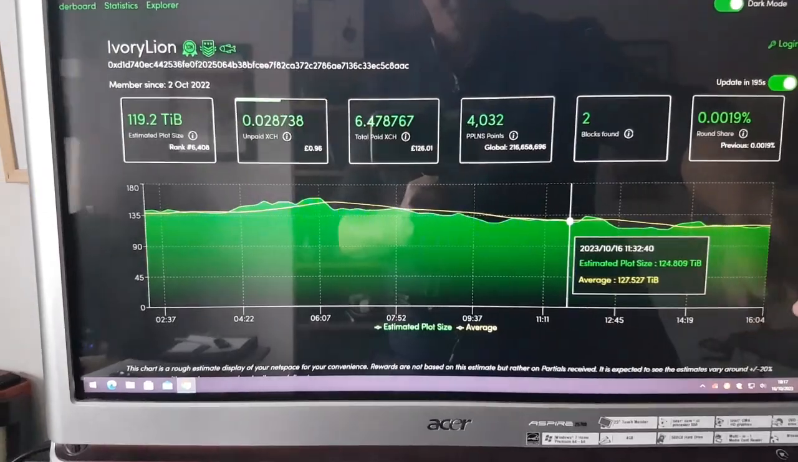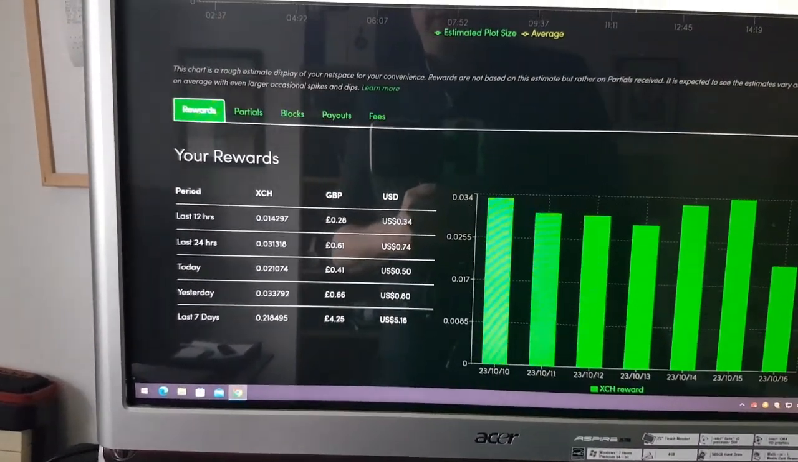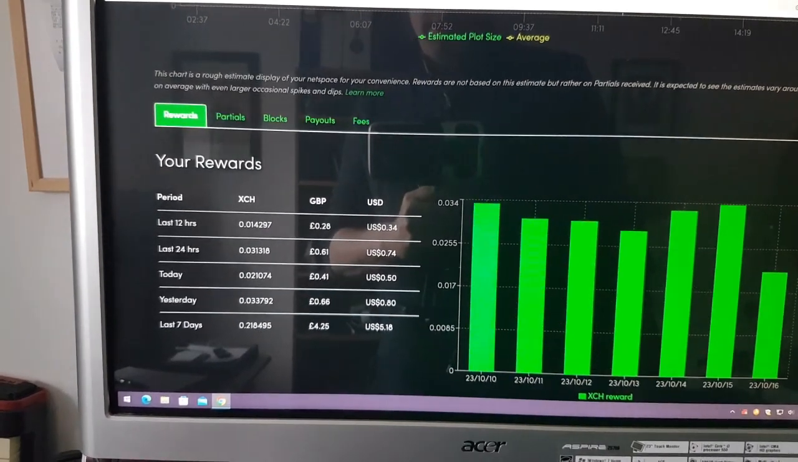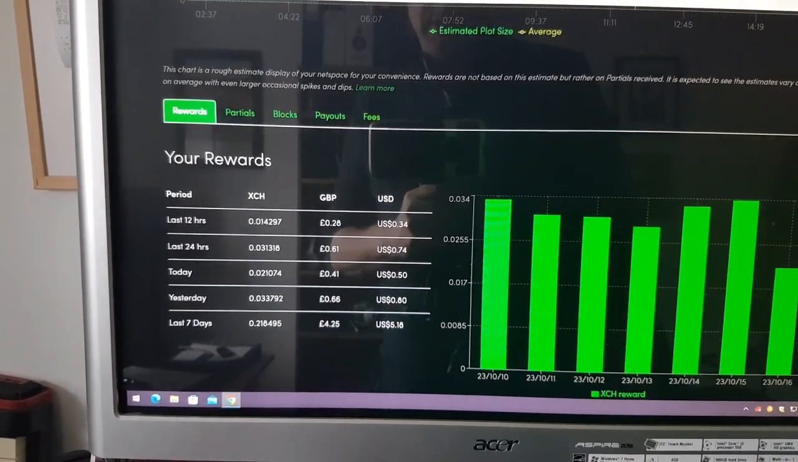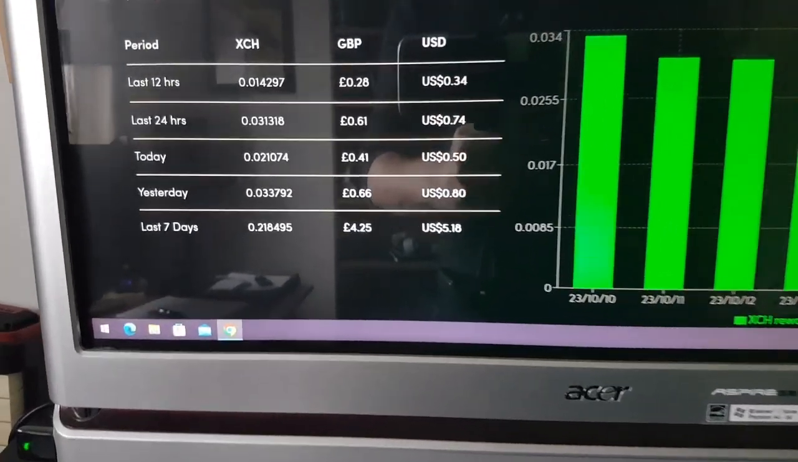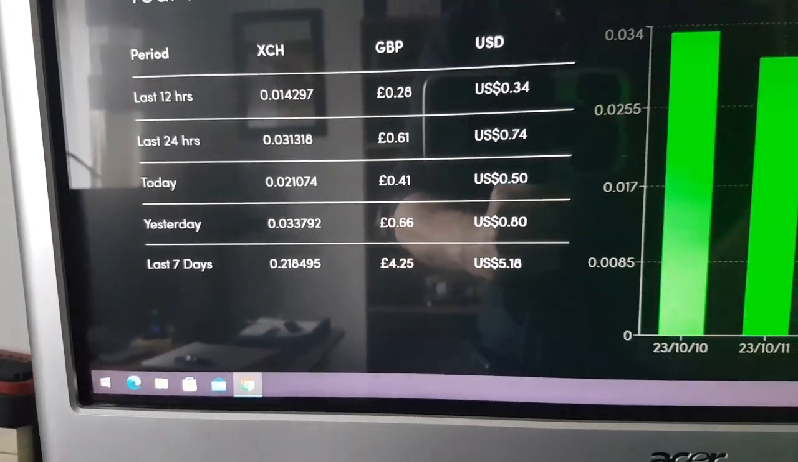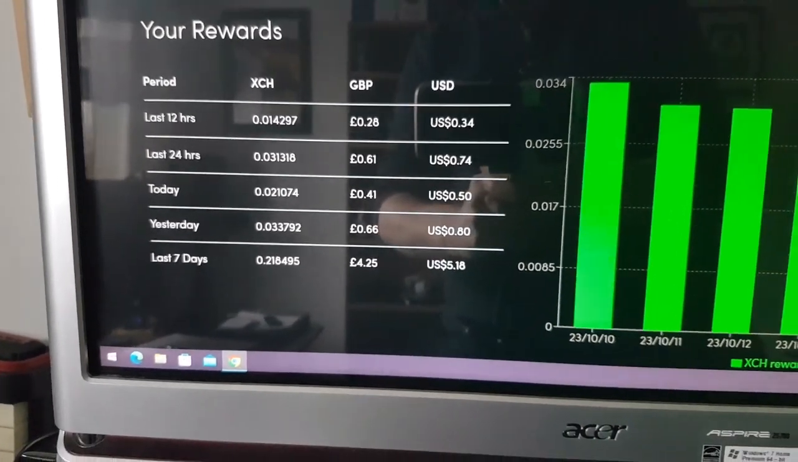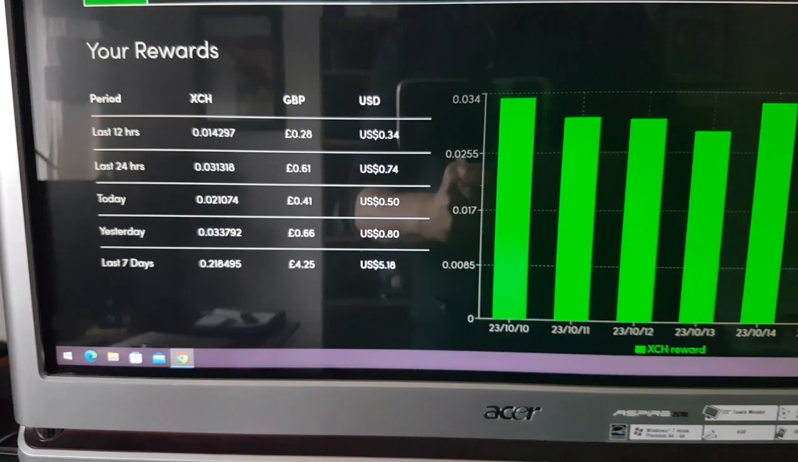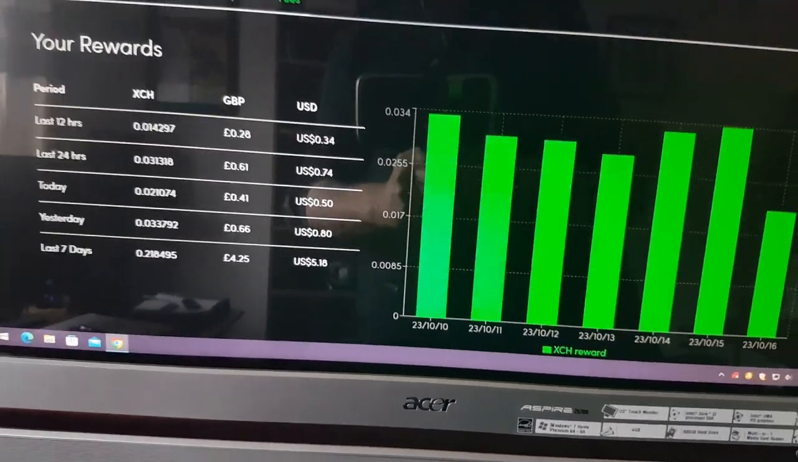But daily earnings on that 135 TiB, well, 0.033792 yesterday, which isn't brilliant at all. It seems to be way below expectation, but what can you do? Might be a little bit better today, not sure.